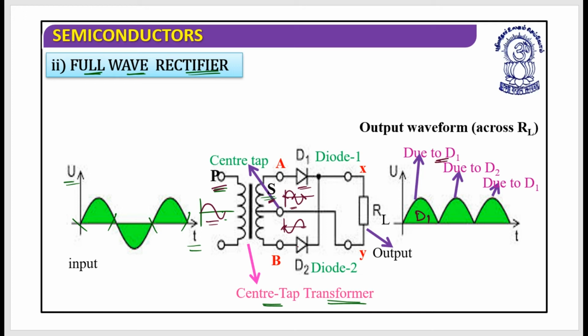Now in the second half, D1 is reverse bias, but D2 is forward bias. That means this peak will be available due to diode D2. Again this cycle repeats, and this will be due to D1, and it continues. I hope this is clear. So as you can see, the output is now available for the complete cycle, and this is what we understand by the full wave rectifier.